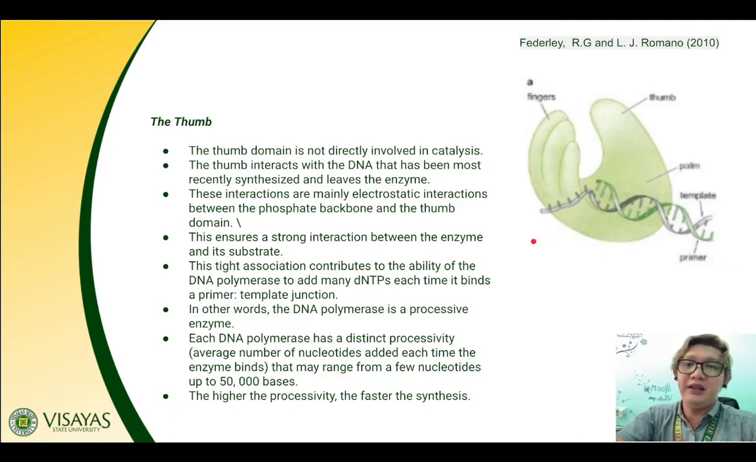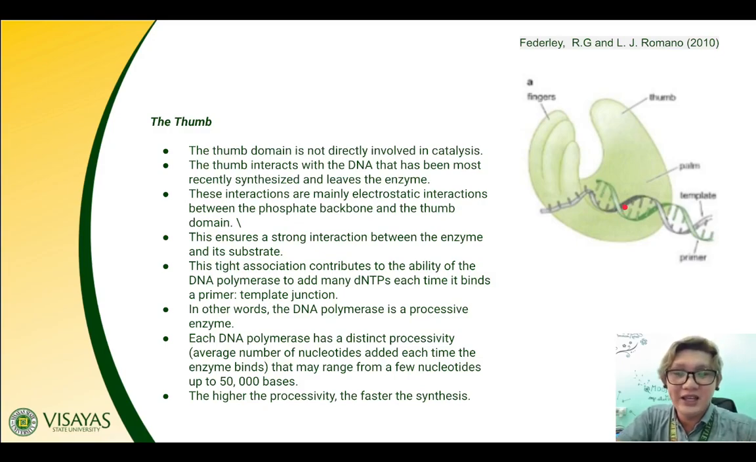Now the thumb domain is not directly involved in the catalysis, but the thumb interacts with the DNA that has been recently synthesized and leaves the enzyme. These interactions are mainly electrostatic interactions between the phosphate backbone and the thumb domain. So this ensures a strong interaction between the enzyme and the substrate. The tight association contributes to the ability of the DNA polymerase to add many dNTPs each time it binds a primer-template junction. So in other words, DNA polymerase is a processive enzyme.